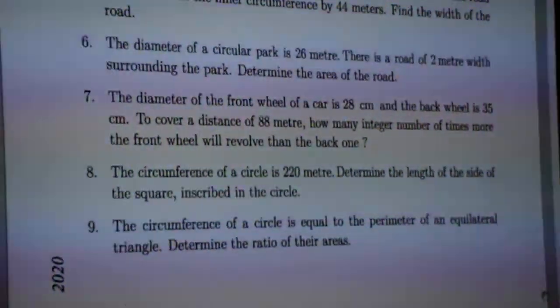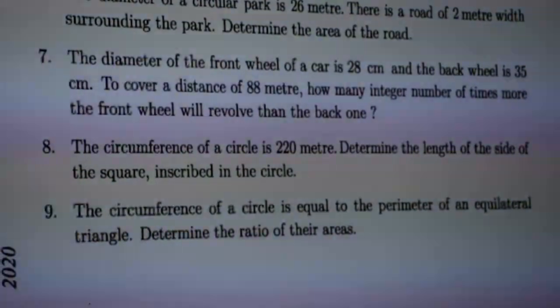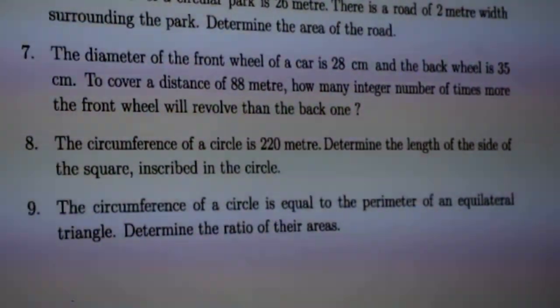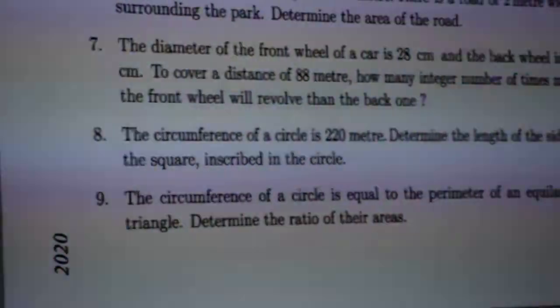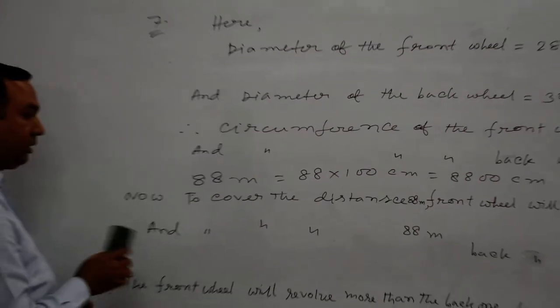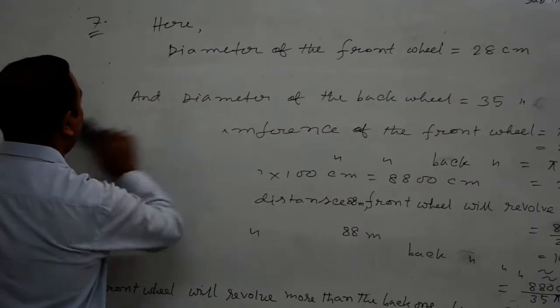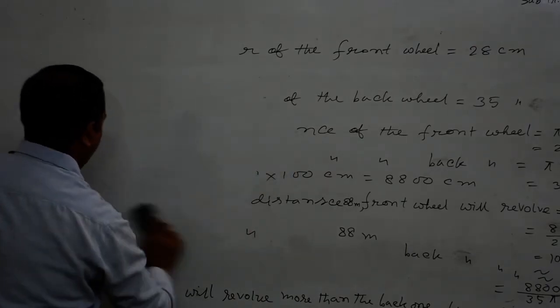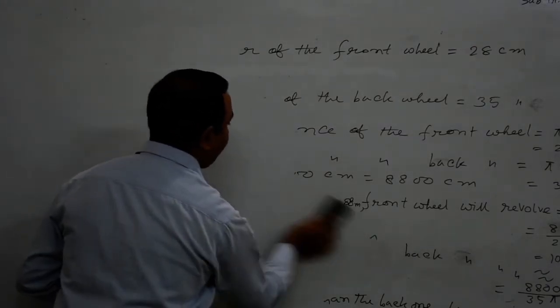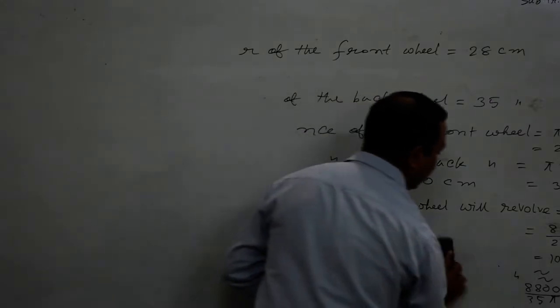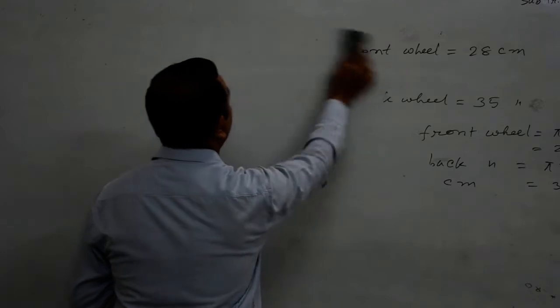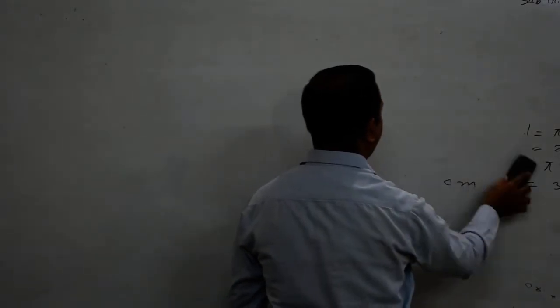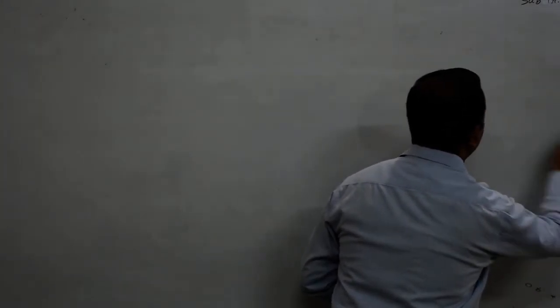Question number 8. The circumference of a circle is 220 meter. Determine the length of the side of the square inscribed in the circle. So here the given information is just the circumference of a circle. I am trying to show the information using a figure so that you can easily understand which things are given and, as per the question, which things you have to find out.